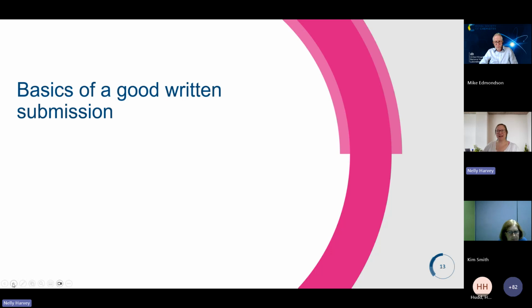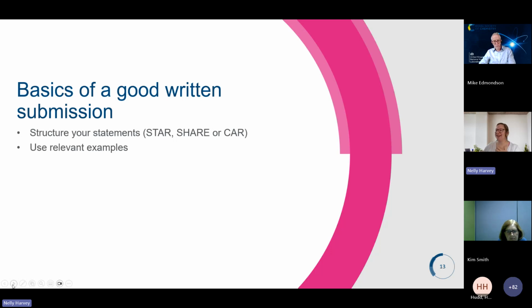So let's remind ourselves or look at the basics of a good written submission. You should aim to structure your statements, write them out in a clear and easy to follow way, and you can use various frameworks for that. I have a slide later on that gives more detail on what the frameworks are, and there are different ways that you can use them, but a simple Google of STAR, SHARE or CAR in terms of writing self-reflective statements will help you along the way.